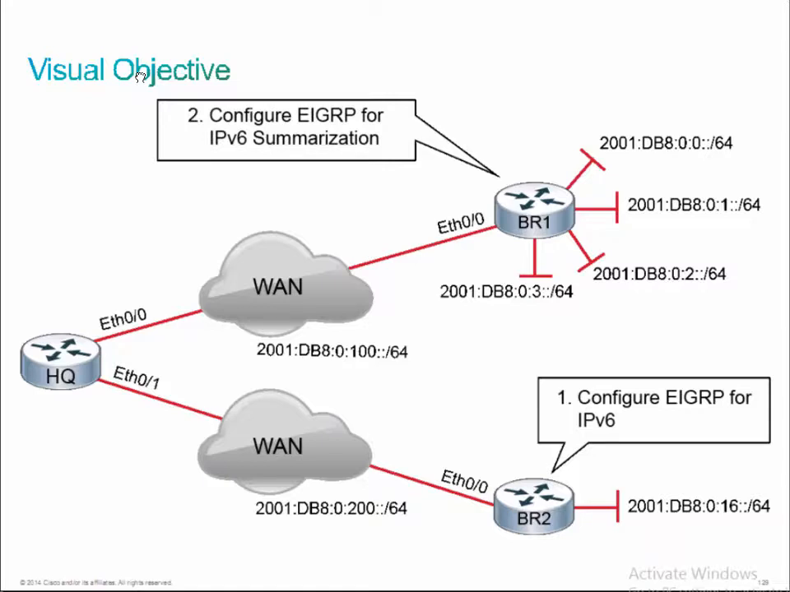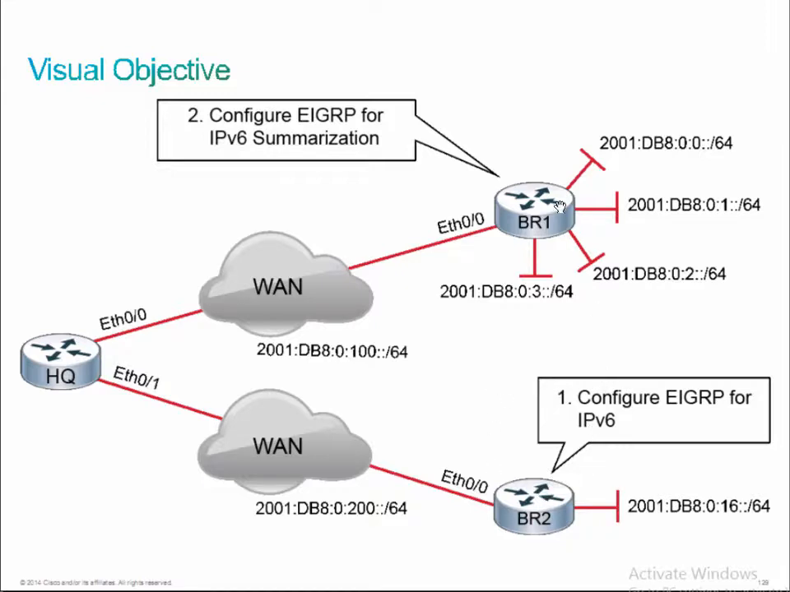So we've got 3 routers, HQ with 2 WAN connections. 2001:DB8:0 is our /48 prefix for our entire enterprise. And then we have various subnets. This is subnet 100. This is subnet 200. This is subnet 16 back here. And then we have subnet 0, 1, 2, and 3.